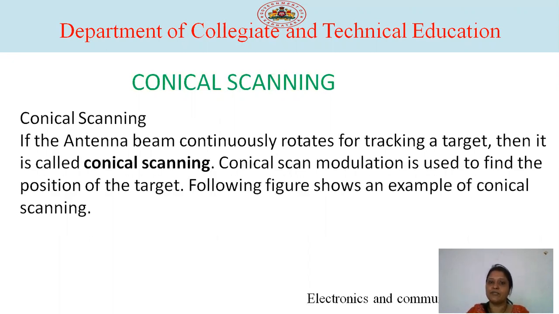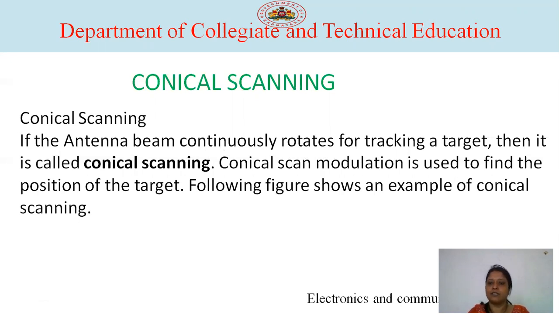In case of lobe switching, only two positions, position 1 and position 2, and two pulses are transmitted. But in case of conical scanning, instead of two pulses, the antenna is continuously rotated and the pulses are transmitted. Therefore more than two pulses are required. That is, in conical scanning, the antenna beam continuously rotates for tracking the target. Then it is called conical scanning.